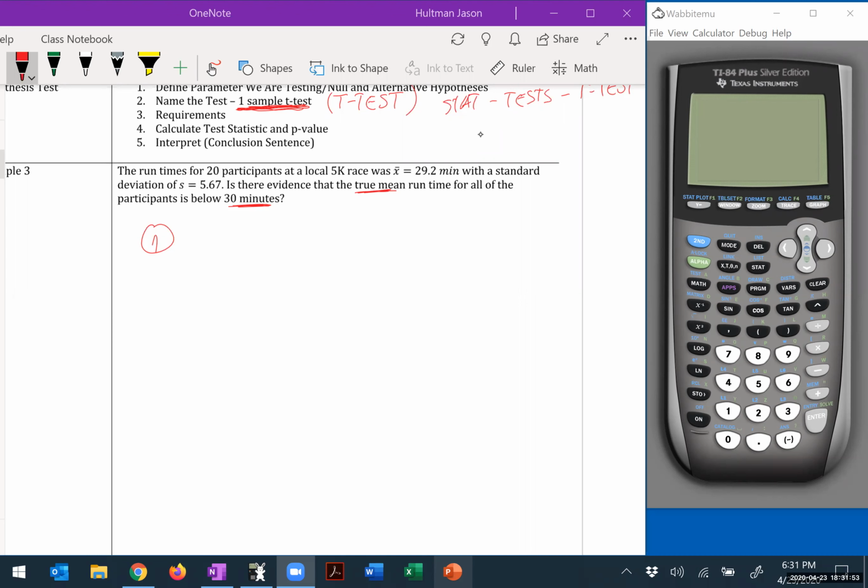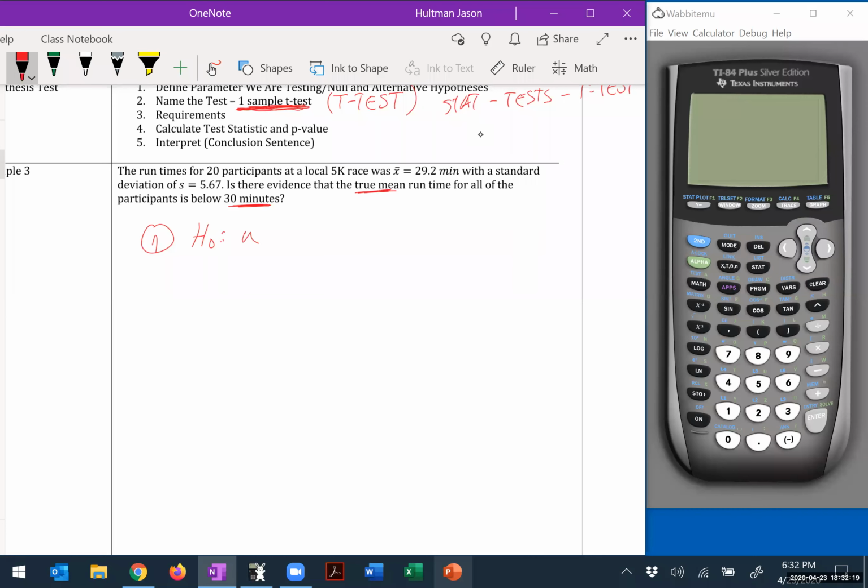Okay, so what's our null hypothesis? What's our null hypothesis in this case? We're going to be testing against 30. We're going to be testing against 29.2. Is it mean, proportion? What's the parameter that we're going to be using?